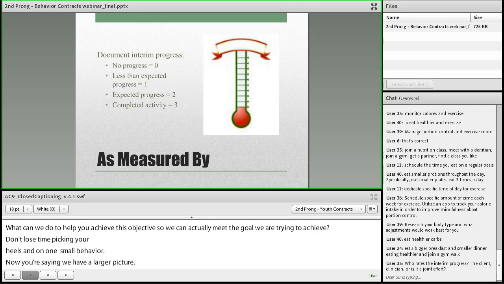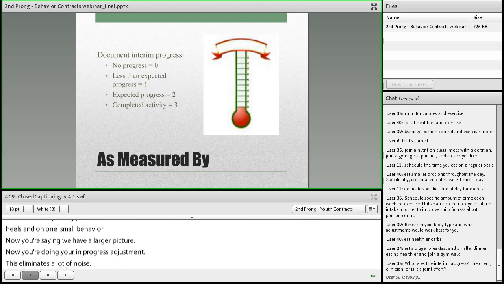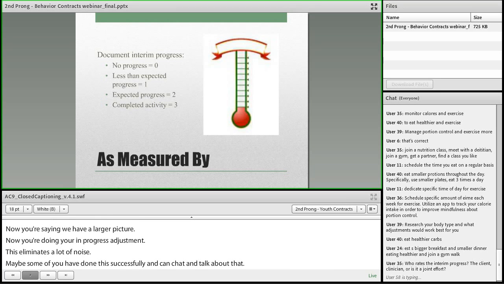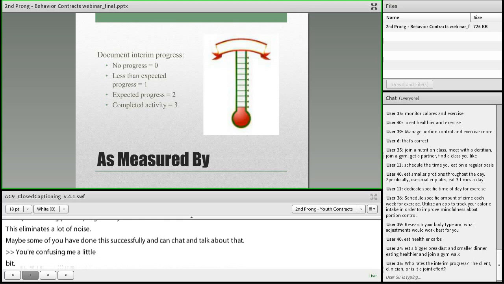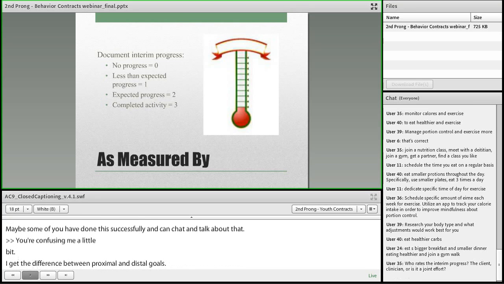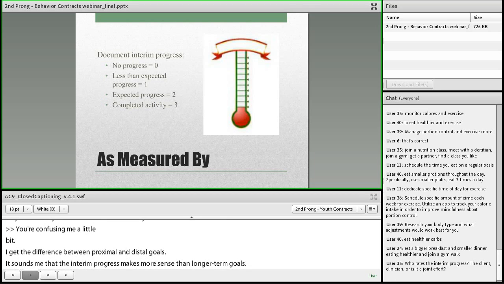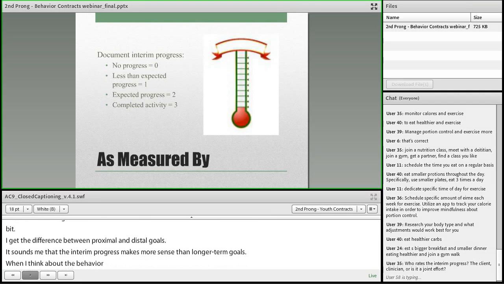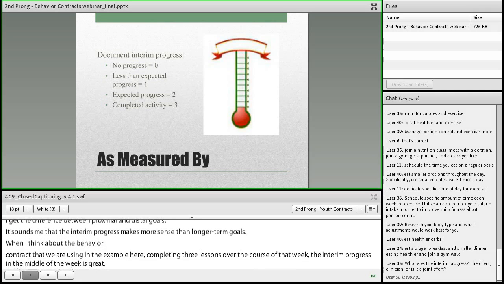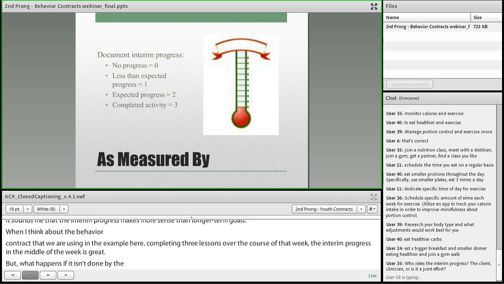And maybe some of you who've done this successfully can chat about that. Hey, Wendy and Doug. Yes. Because I think you're confusing me a little bit. I get the difference between proximal and distal goals, and it sounds to me like the interim progress makes more sense with those longer-term goals. When I think about this behavior contract we're using as an example, completing 3 lessons over the course of that week, the interim progress check-in in the middle of the week is great. But what happens if that isn't done by the end of the week? I feel like they signed the contract, they knew what was going to happen, so even if they completed 1 of the 3, we still sanction then, right?